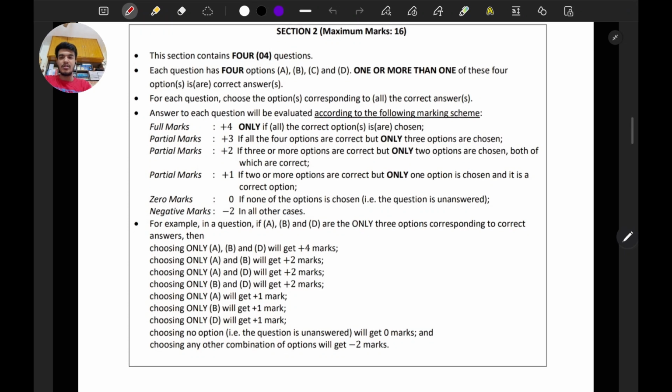So let's begin with the first question of section 2. Section 2 has multiple correct answer type questions where you can have multiple answers, and the marking scheme, as you all know, is +4 -2, and there are also partial marks for whatever options you mark out of the correct options. So you know about this marking scheme, so I'm not going to brief about it. Let's move to the first question of this section.